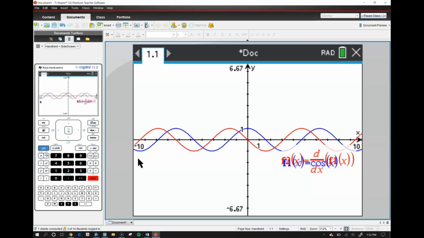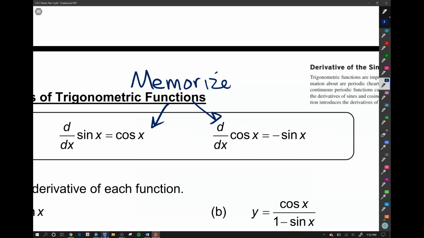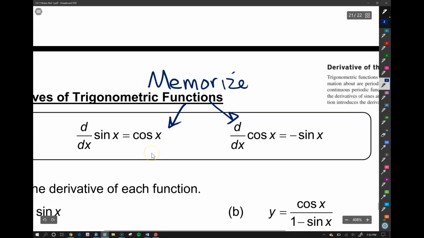So remember, sine starts at 0, goes up to max, 0, min, 0. This red is totally opposite. Instead of going up to a max, it goes down to a min. Back to 0. Oh, it's opposite. I get it. So let's go back to the notes. This is why the derivative of sine is cosine, but the derivative of cosine is negative sine. Okay, let's try this out.